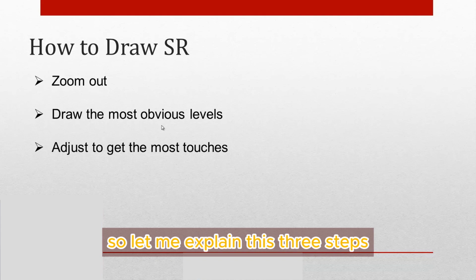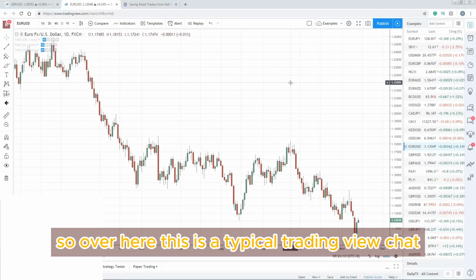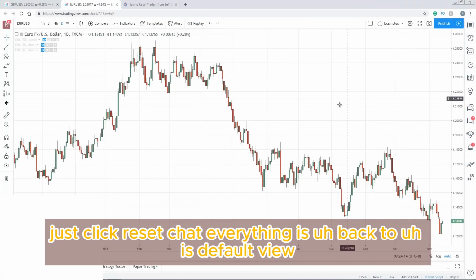So let me explain these 3 steps. So over here, this is a typical TradingView chart. Let's get started, right? Just click reset chart. Everything is back to its default view.